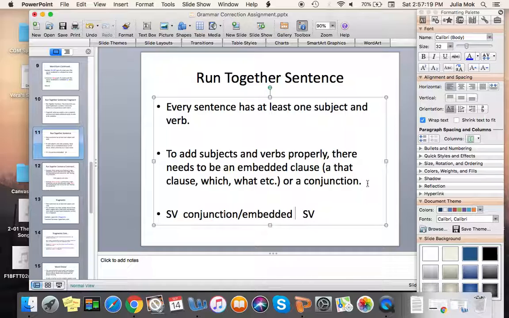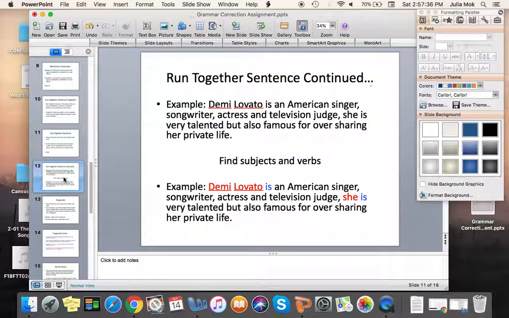In many other languages, especially in Romance languages, you can simply have subject, verb. In English, you can't do that. That's not how we write. And so it becomes a run together sentence for us.